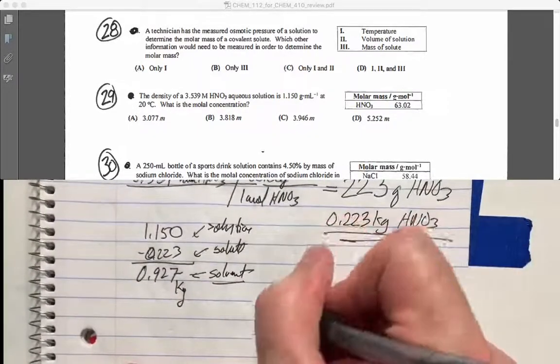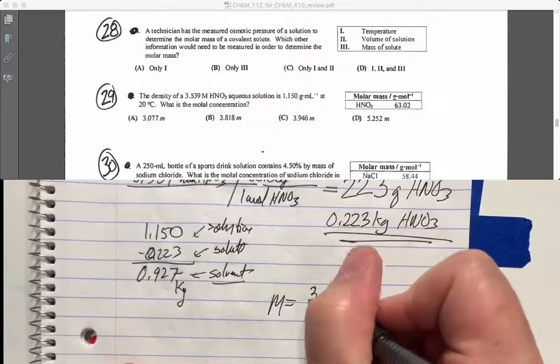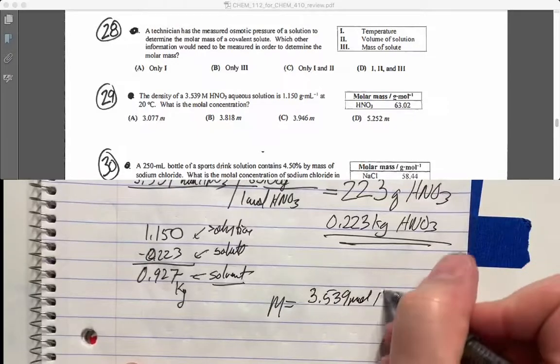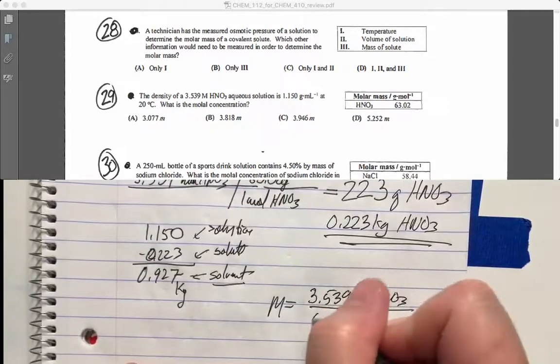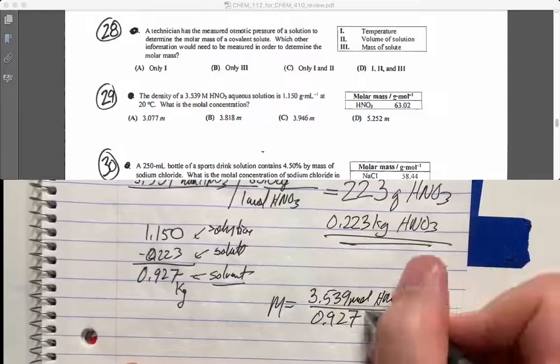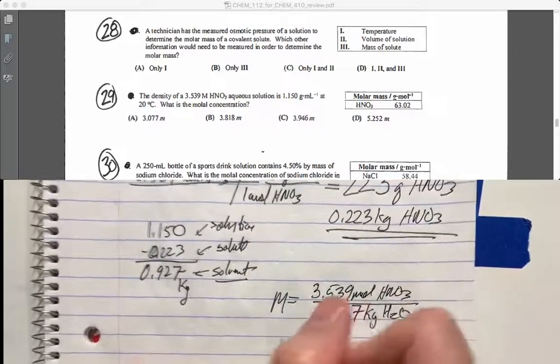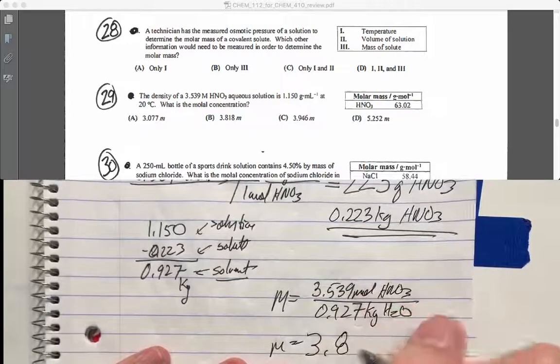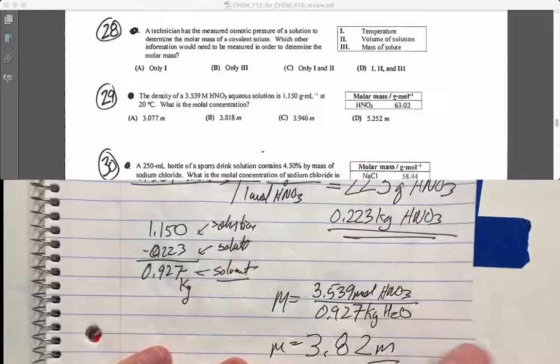Oh, a lot of work. Molality then is 3.539 moles of HNO3 per 0.927 kilograms of water, because it's an aqueous solution. Okay, 3.82 molal, little m.